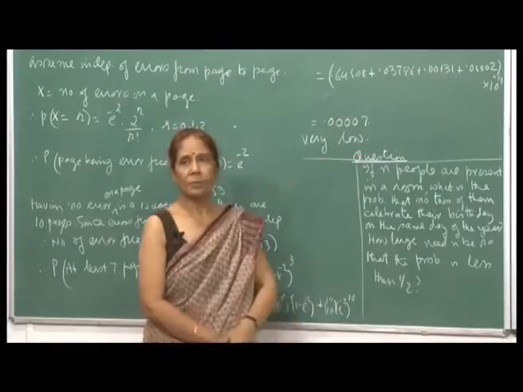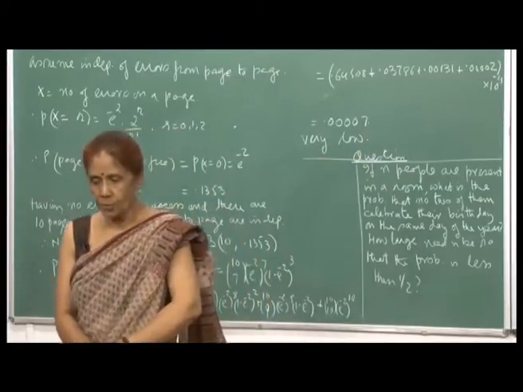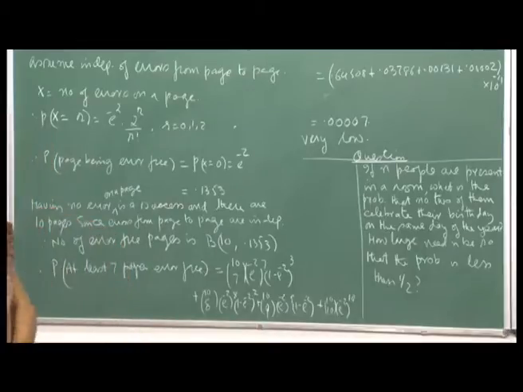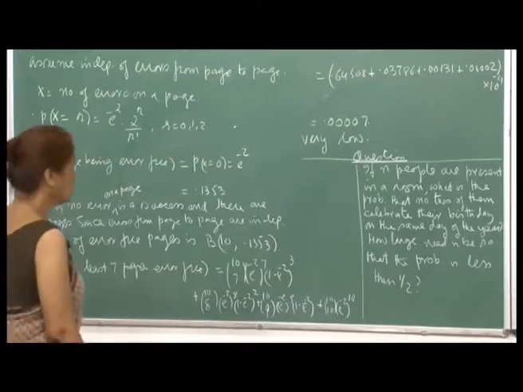So, which is very low. Therefore, what you will say is that the probability that 7 pages out of 10 will be error free is a very low probability. So, the chance of this happening is very small.